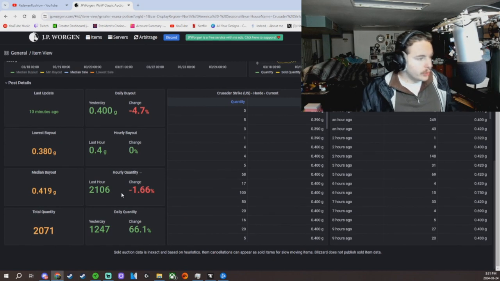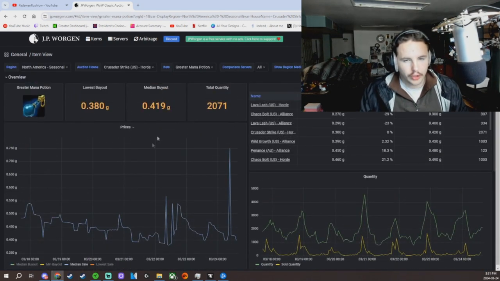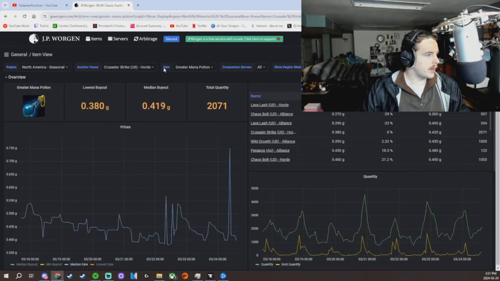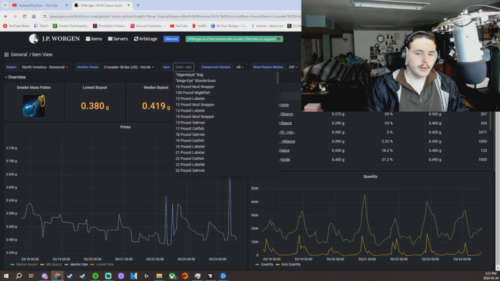Obviously, if there's a boatload of product on the auction hall, it's going to go for a little bit cheaper than if there's less. Which it seems like there's a lot on the market right now.